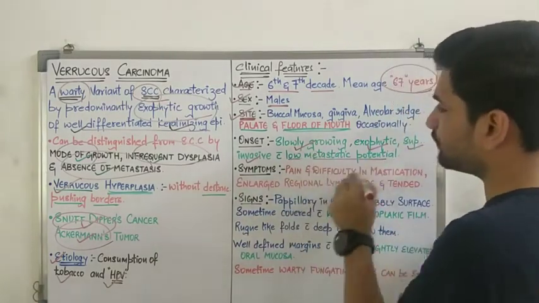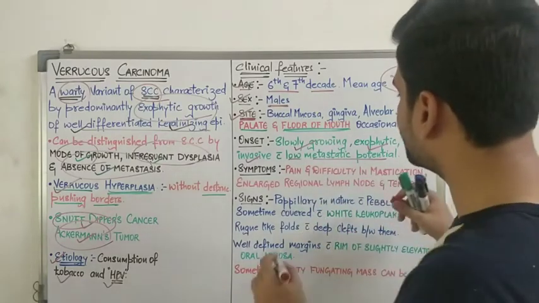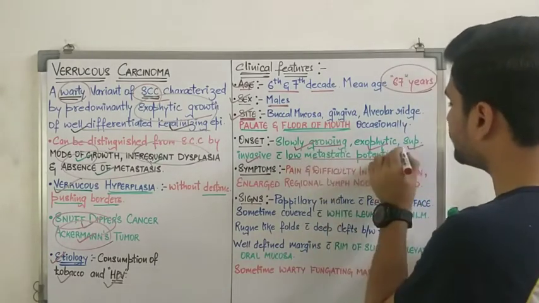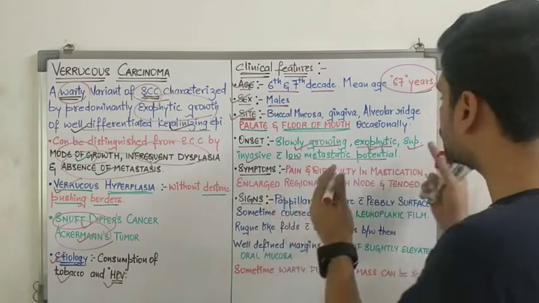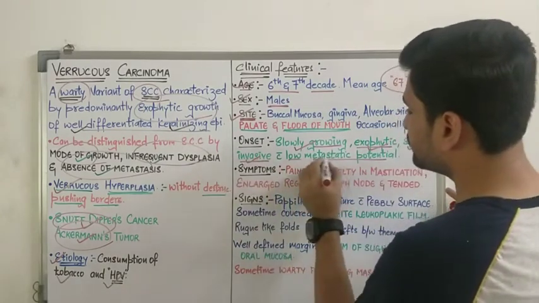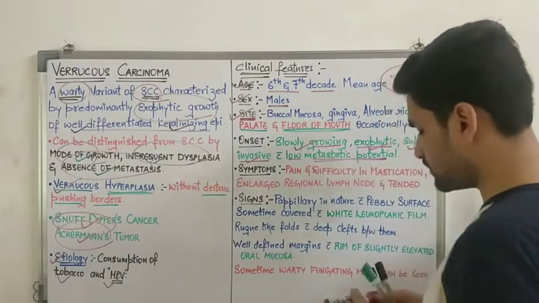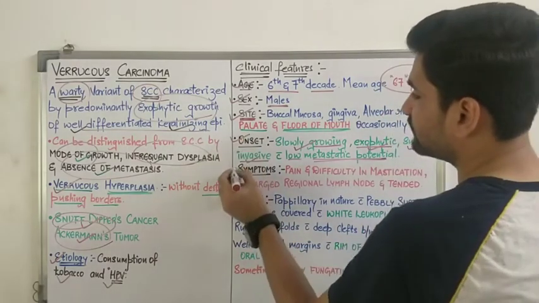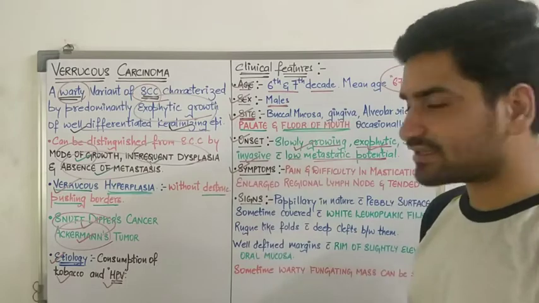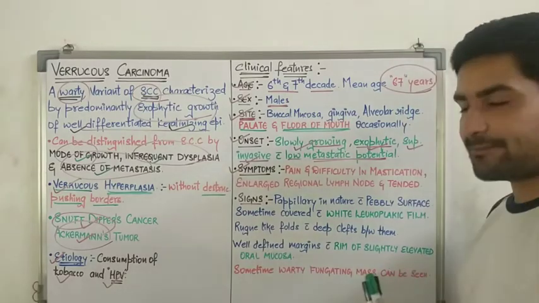So these are the points which we already know. We have seen in the introduction that it is slowly growing. Exophytic means growing outward, with superficial invasion and low metastatic potential. The chances of its metastasis are very low. Next, moving on to the symptoms of verrucous carcinoma. The symptoms are very simple.